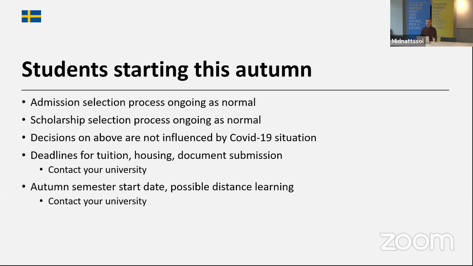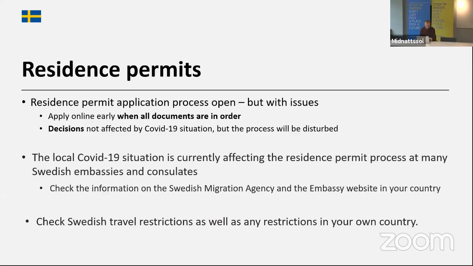And even more important is when it comes to the autumn semester start dates and the possibility of distance learning for parts of the autumn semester, you really need to know what the situation is, what it will be, and you need to get this information from your university. It's different from different universities, so I can't really tell you now, but you need to check with your university. They will keep you updated. So keep a check on those emails.